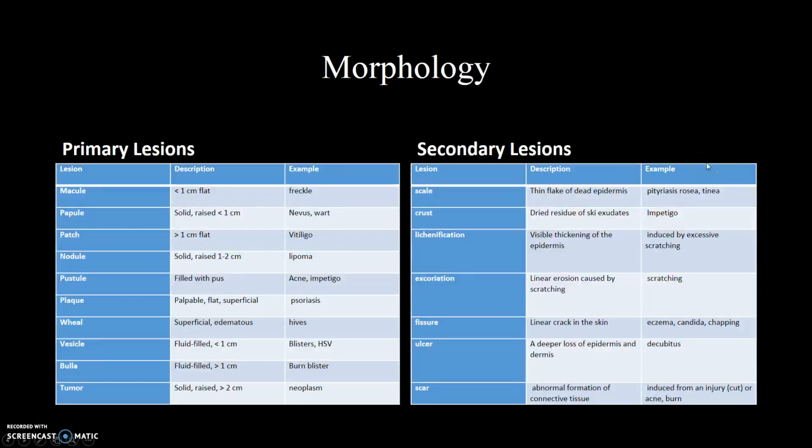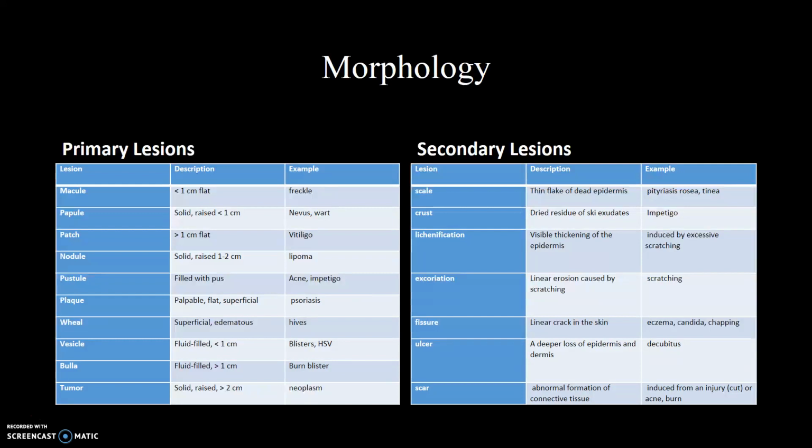So primary lesions arise from normal skin. They're really an anatomic change in the epidermis, the dermis, or the subcutaneous tissue. And look at those examples, from macules all the way to tumor. What qualifies a macule to be a macule is that it's less than 1 centimeter and flat, like a freckle. So I've given you the qualifiers and examples.